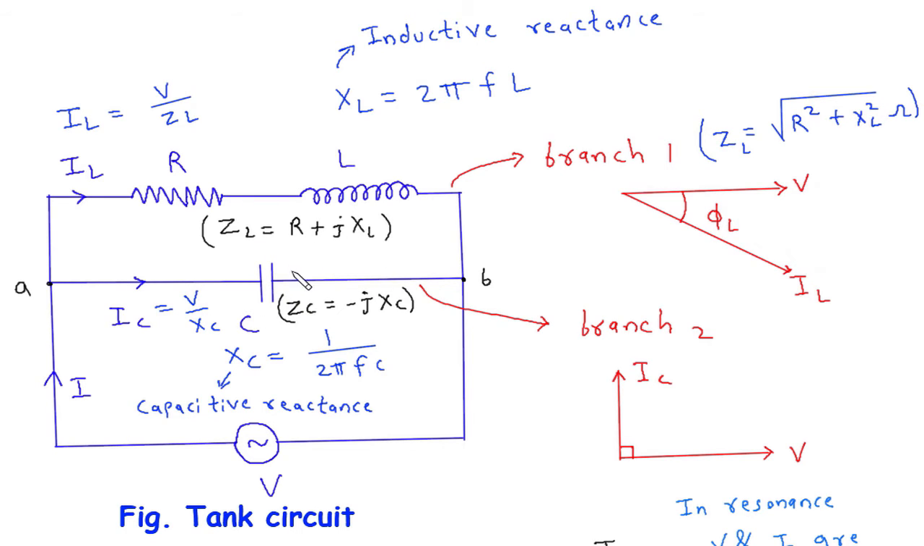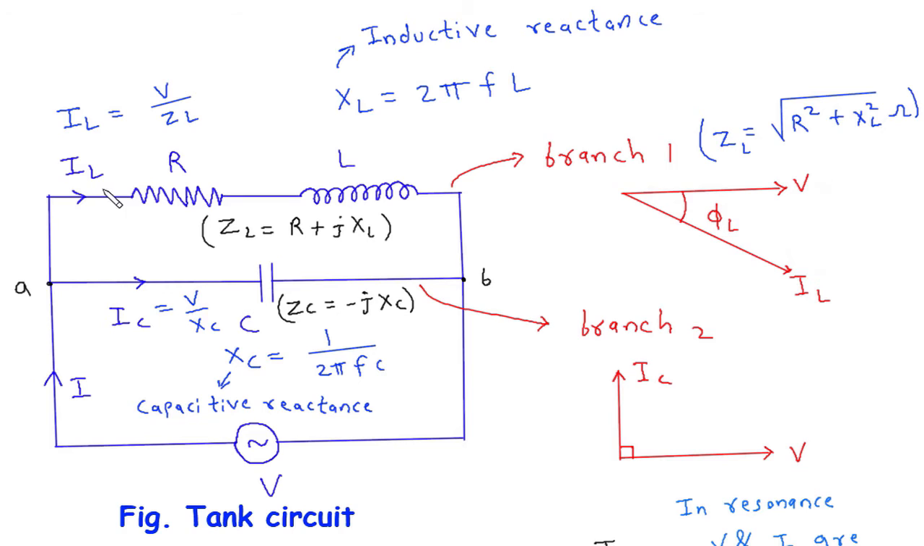These two are connected in parallel. This is called a parallel circuit. Also, this type of circuit, where R and L are connected in series and the capacitor is connected in parallel, is called a tank circuit.